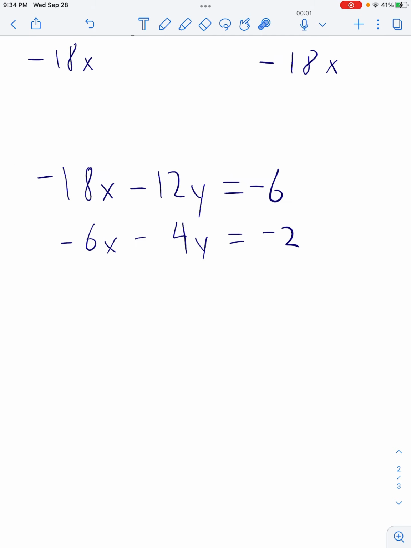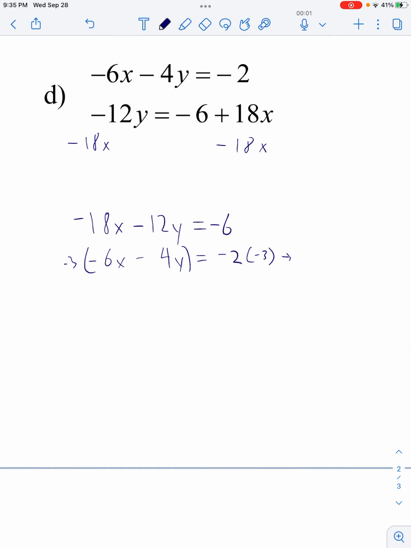I'm also going to look at y, so I can have the y's cancel out. What's a number I can add to -12 that gives me 0? Well, if I take +12 and add it to -12, that cancels, okay? So what do I multiply my -4 by to get +12? -4 times -3 equals +12. And whatever I do to one side of the equation, I got to do to the other. So I'm going to multiply both sides of this equation by -3, okay?